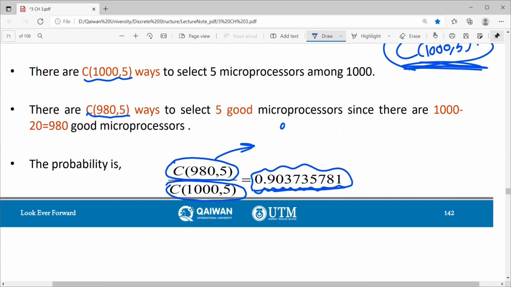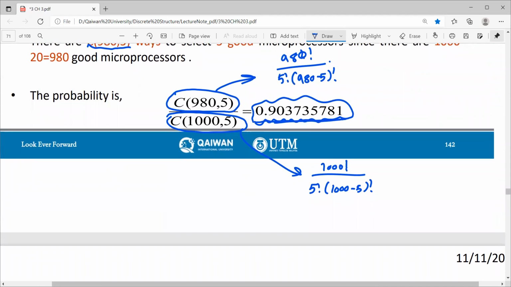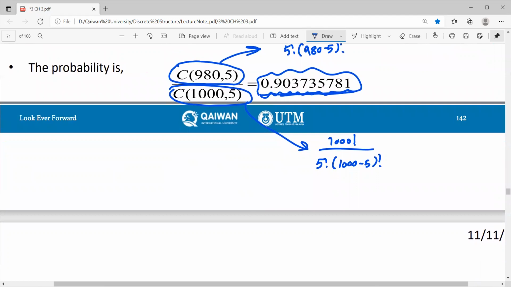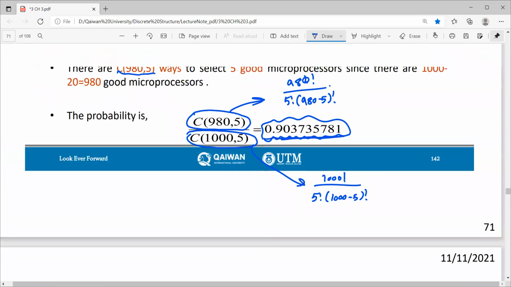So this combination is 980 factorial dividing by 5 factorial times 980 minus 5 factorial. And for the beneath one, it's the same. And for this one, we say it is 1,000 factorial dividing by 5 factorial multiplying by 1,000 minus 5 factorial. Just find this, you'll get the result. It's 0.903735781.